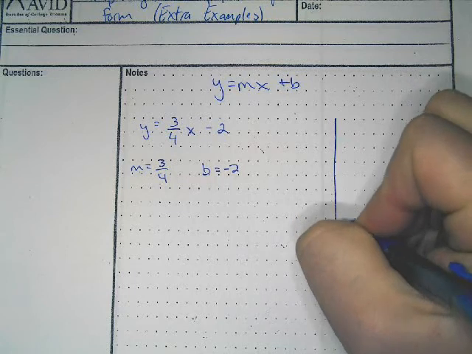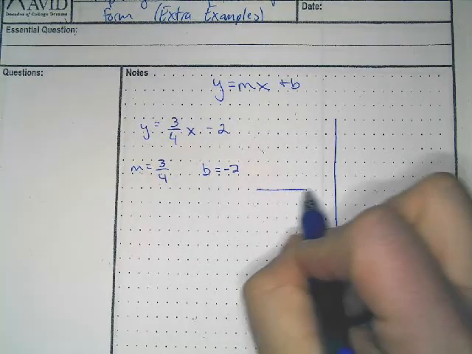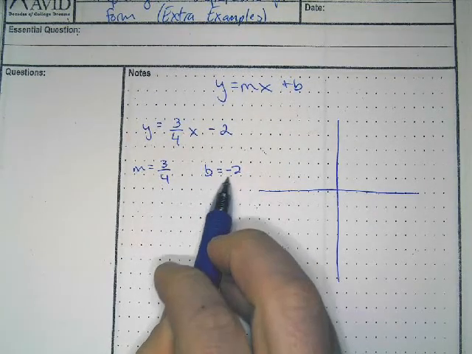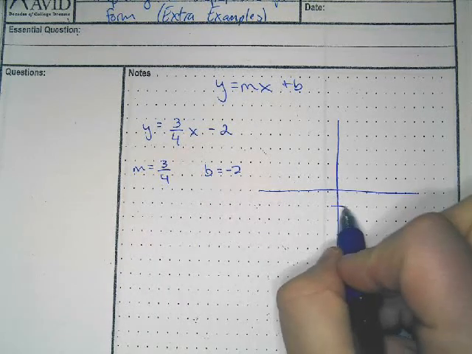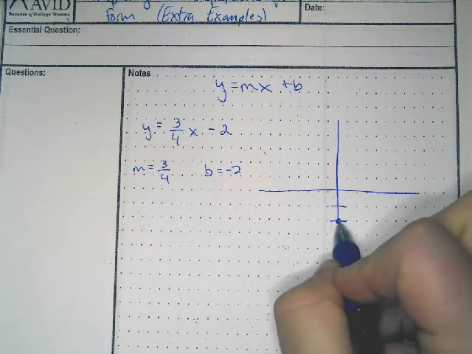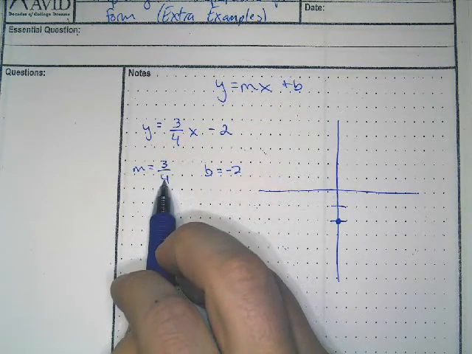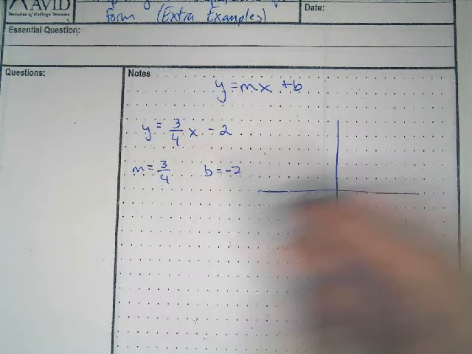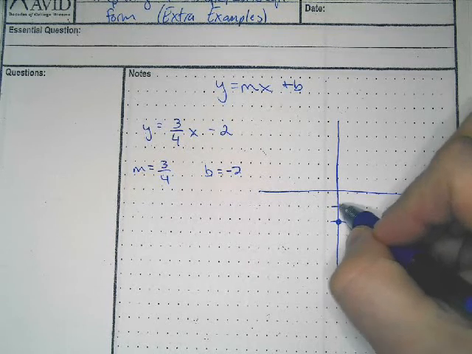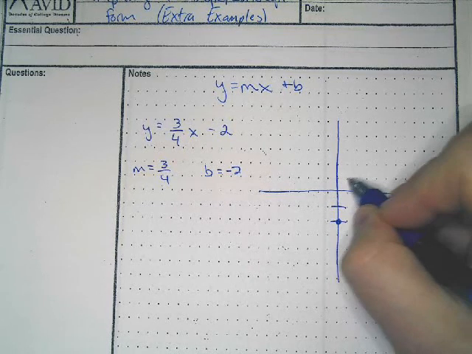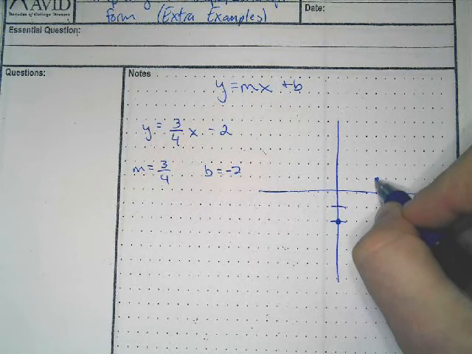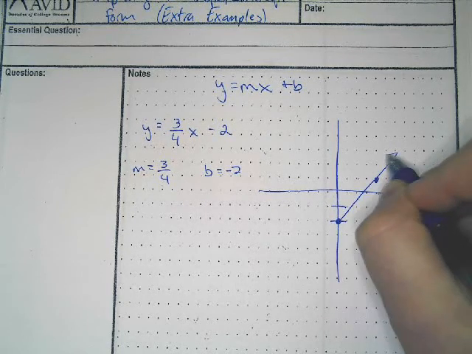So I'll draw my xy. I'm going to start with the y-intercept, -2, and then I apply the slope. Change in y over change in x. So rise over run. So we'll go up 3, 1, 2, 3, and over 4, 1, 2, 3, 4, and then we have a line.